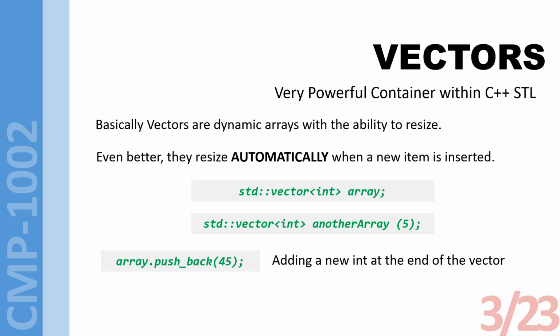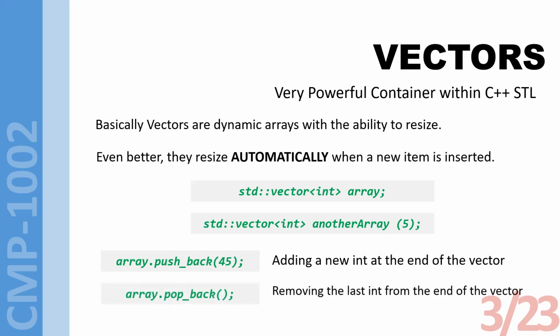So in the first example, since this is initially a 0-item vector, the moment you push back something, the 0th item will become available and its value is going to be 45. In the second scenario, in another array, if you say another array.push_back 45, then it's going to be the 5th item, because there's a 0th, 1st, 2nd, 3rd, 4th item already initialized by the initialization step, and then it's going to be the 5th item.